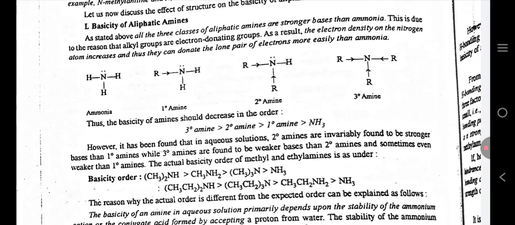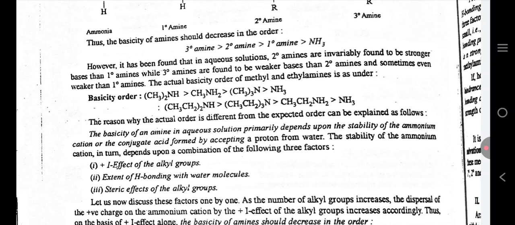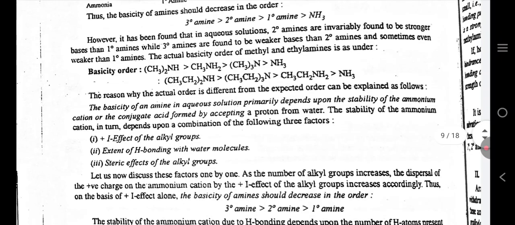Basicity of aliphatic amines. As stated above, all the three classes of aliphatic amines are stronger bases than ammonia. This is due to the reason that alkyl groups are electron donating groups. As a result, the electron density on the nitrogen atom increases, and thus they can donate the lone pair of electrons more easily than ammonia. The basicity of amines should decrease in the order tertiary, secondary, primary, ammonia.